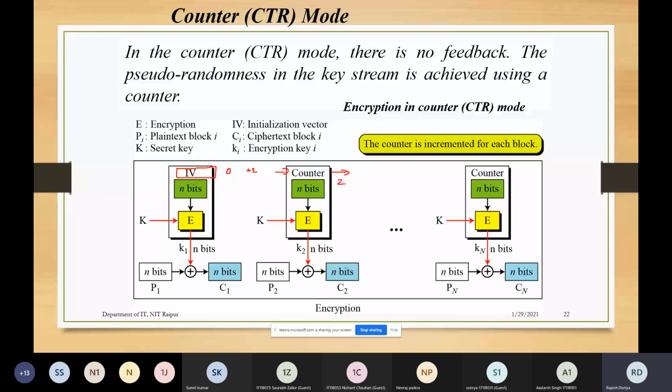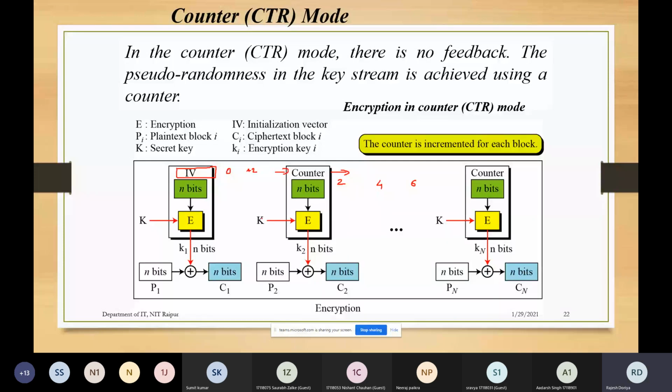This time it is going to be 2, then next time 4, then 6, and so on. This is how things are done in counter mode. The benefit of this mode is that encryption and decryption can be done simultaneously for multiple blocks.